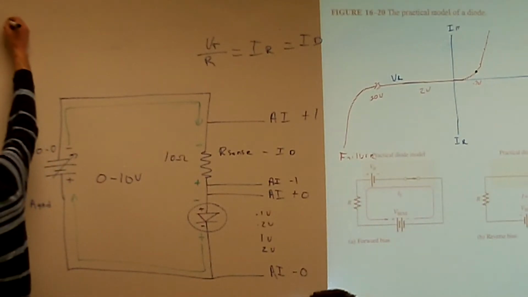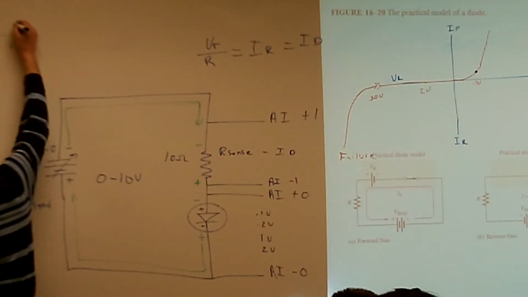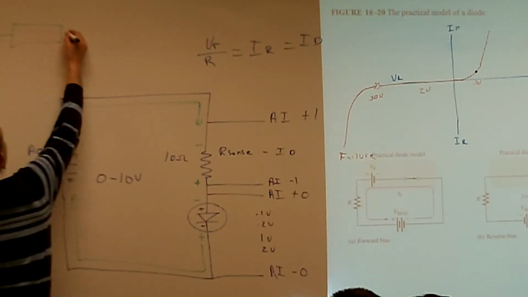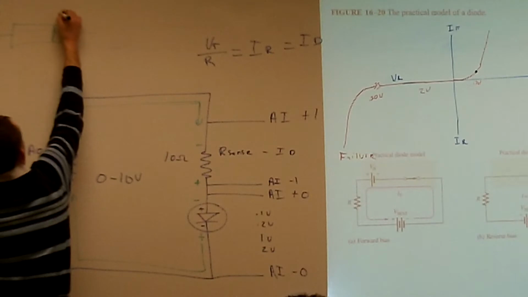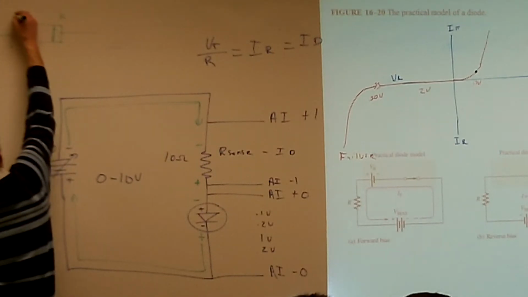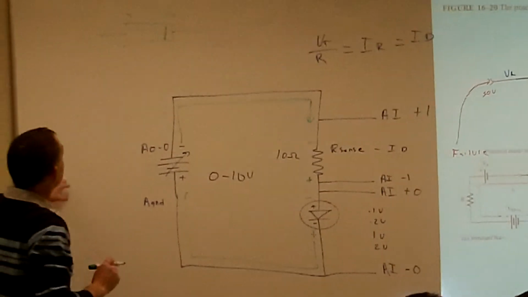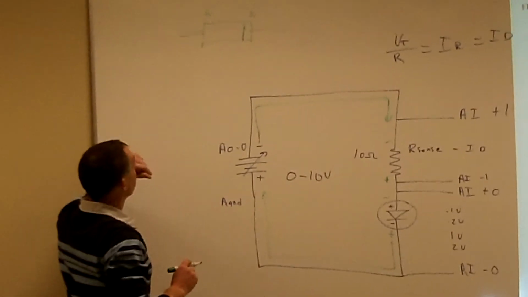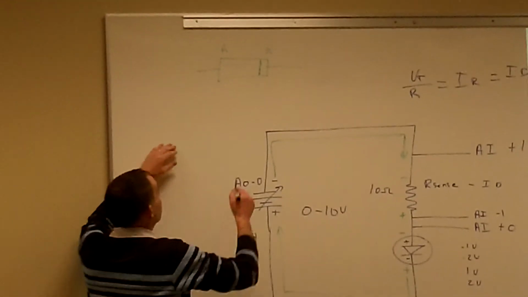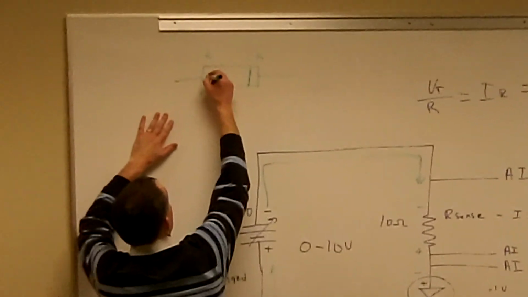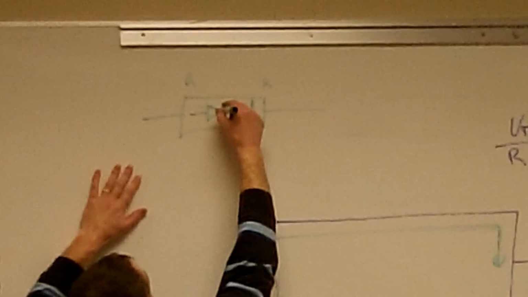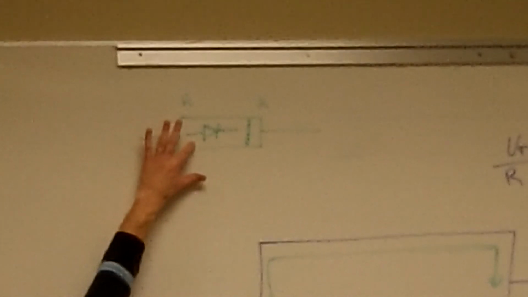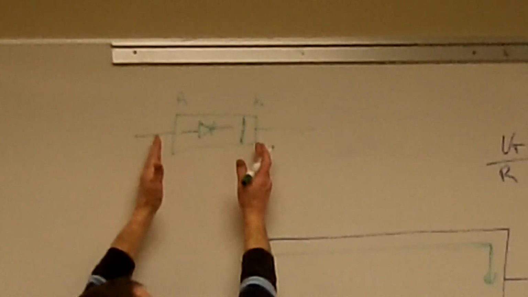So on a typical diode, the actual component itself is going to look like this, and then there's going to be a band on here. The one with the band is our cathode side, and the other side is going to be our anode side. So our schematic symbol looks like that. That's what our schematic symbol looks like, but this is what our actual component's going to look like.